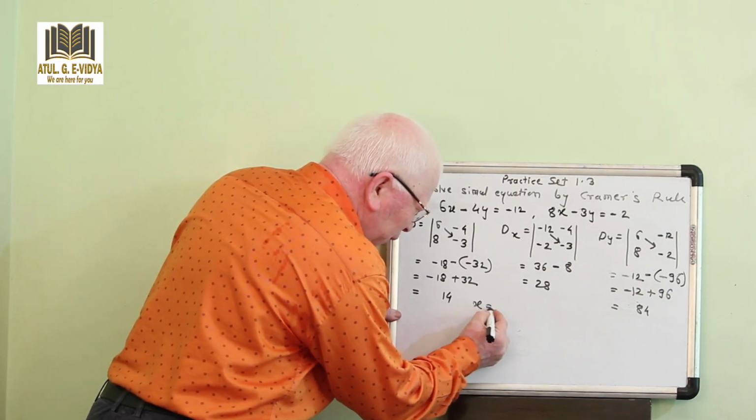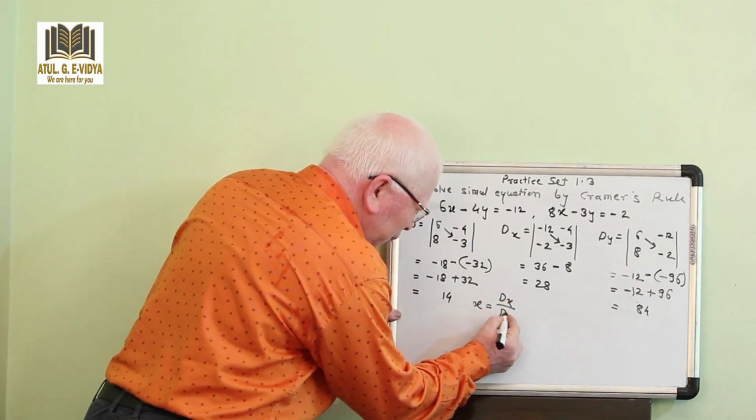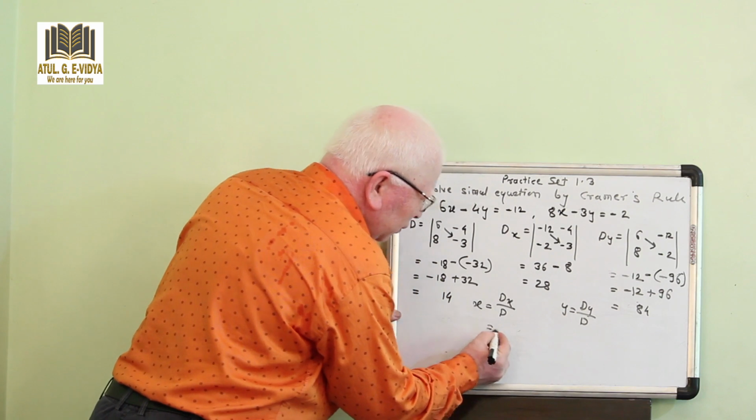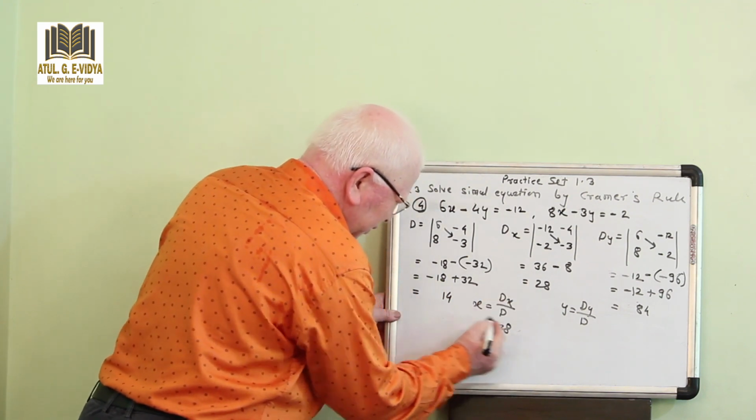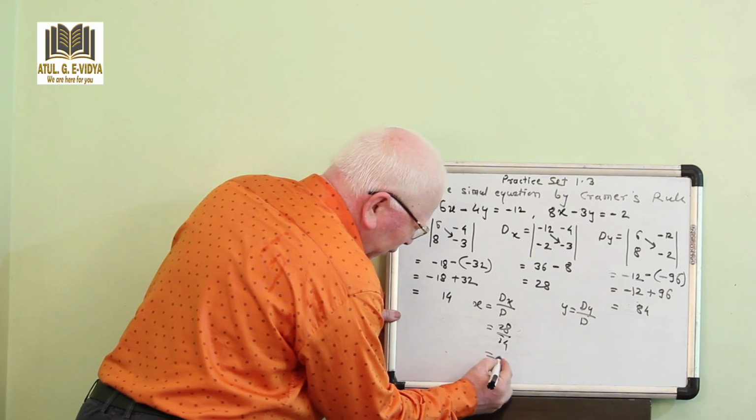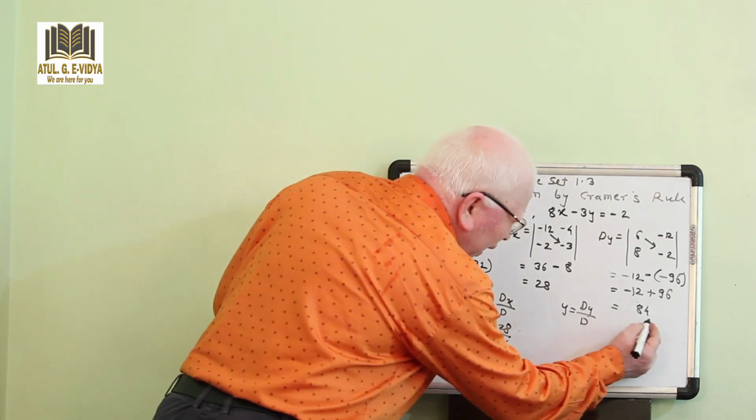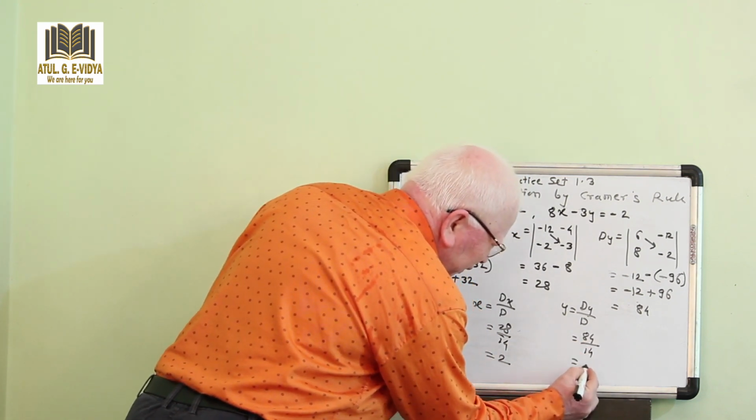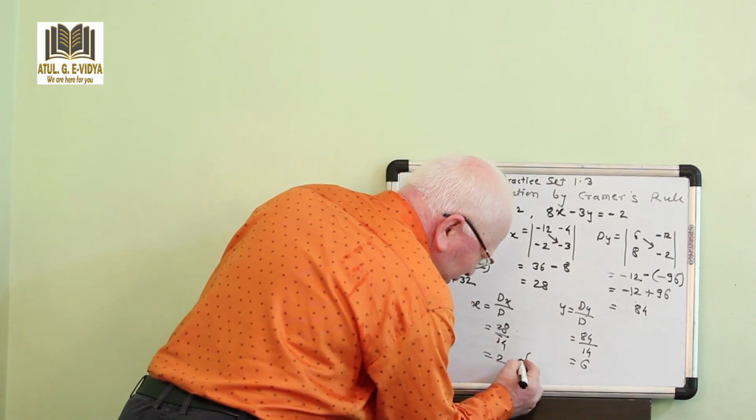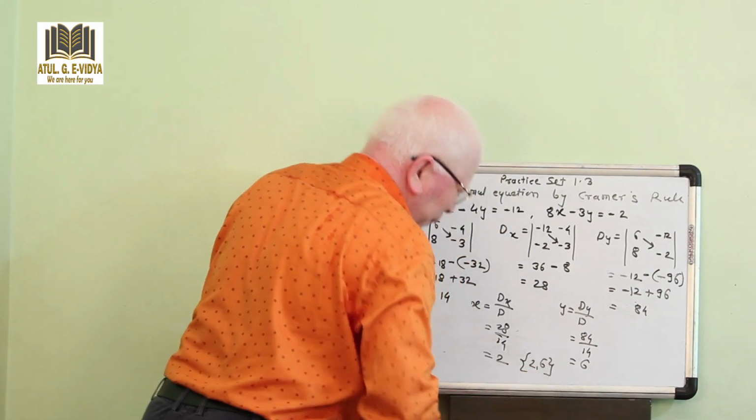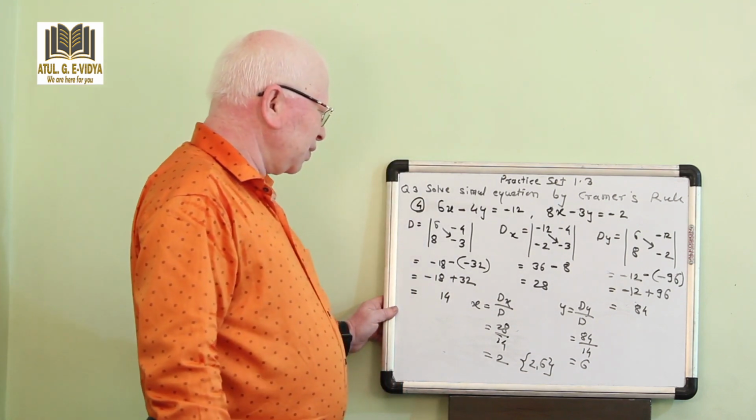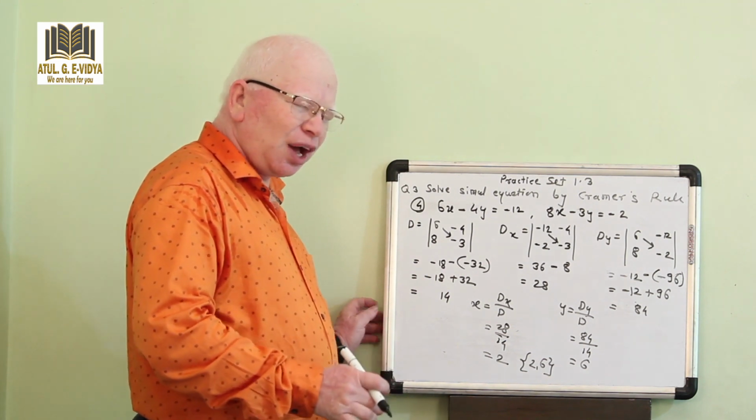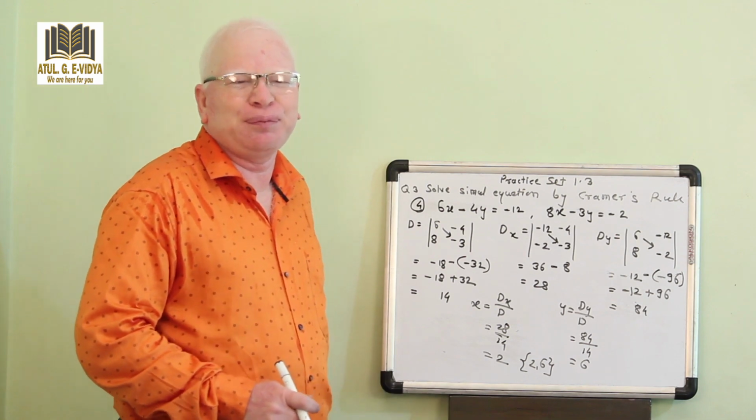Now students, we know the formula Dx upon D and Dy upon D. How easy? Dx, that is 28, D 14, so x should be 2. Dy 84, D 14, y is 6. Hence the answer is 2, 6. So friends, this is your fourth example, and now let us learn about your sixth and last example.